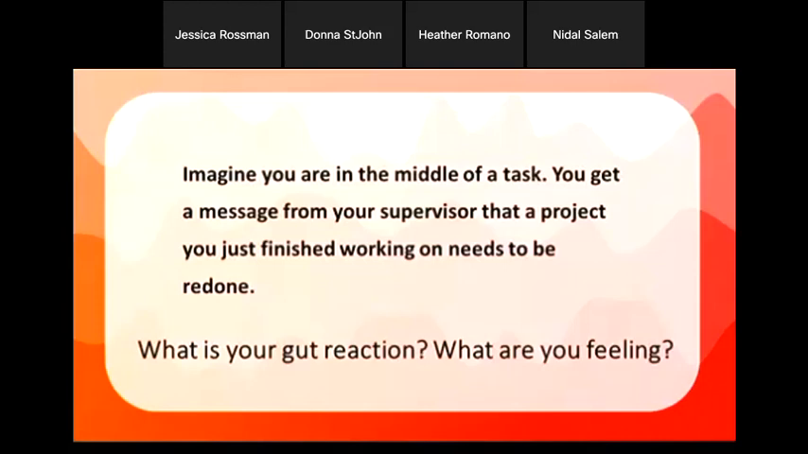I want to get you thinking, so we're going to do a quick exercise here. I want you to imagine that you're in the middle of a task and you get a message from your supervisor that something you completed needs to be redone. It doesn't matter whether you work in an office, a direct care facility, or a call center. Imagine a task that you do daily and having your supervisor interrupt what you're doing and say you have to redo your work.